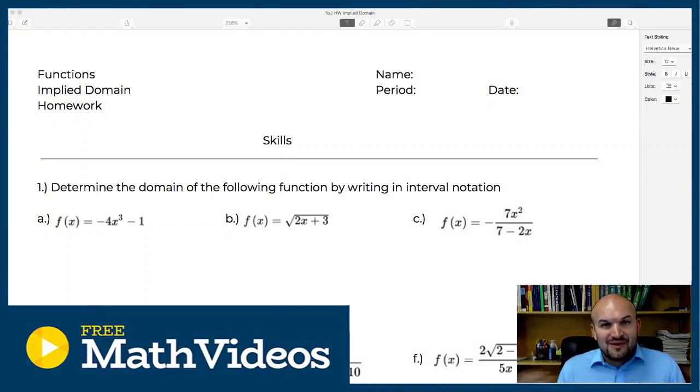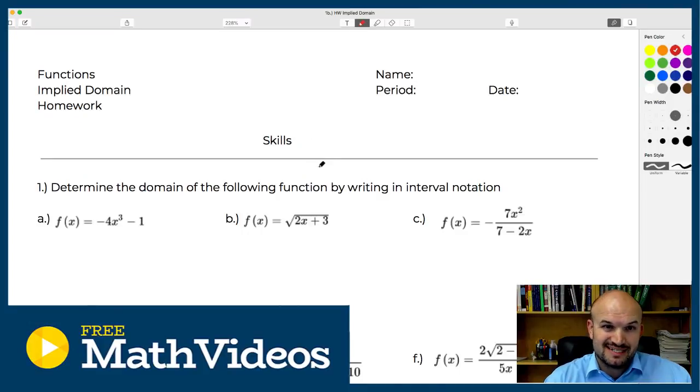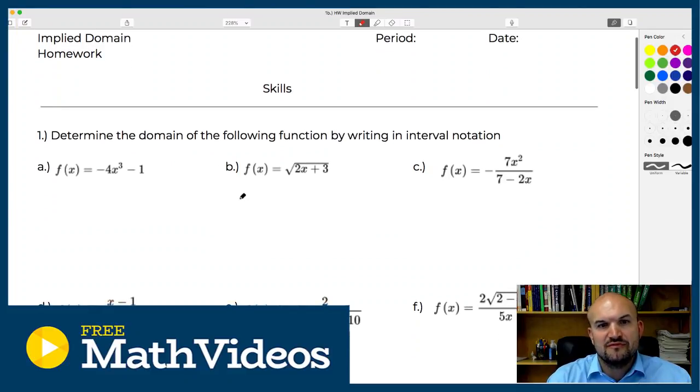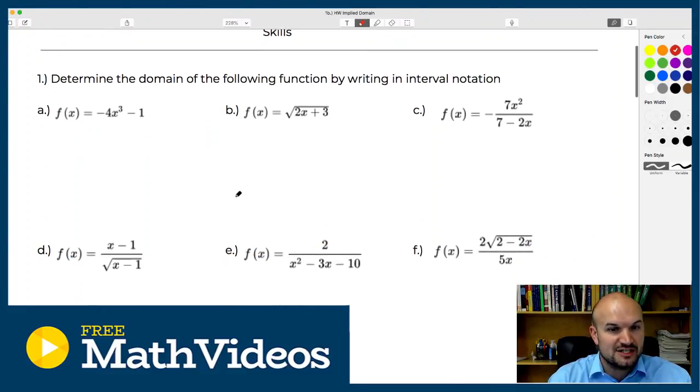All right, welcome to another live stream where I want to cover the topic of implied domain with some different types of functions. So what we're going to do in this live stream is work on finding the domain of a function, basically the implied domain. We're going to work through a couple different examples, looking at some functions, mostly with radicals and rational functions.